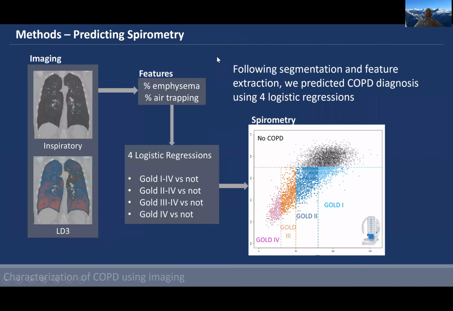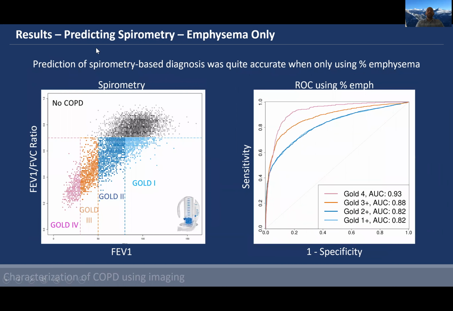So we have our segmentation algorithm so we can extract the features. We have our two features which we extract using the segmentation. And now we can predict the COPD diagnosis of spirometry using the simplest statistical learning algorithm, right? It's just logistic regression. So we apply 4 separate logistic regressions using these features as input in order to predict the spirometric-based gold stage diagnosis. So these are the results. So when we use only emphysema, the prediction of spirometry-based diagnosis was actually decently accurate.